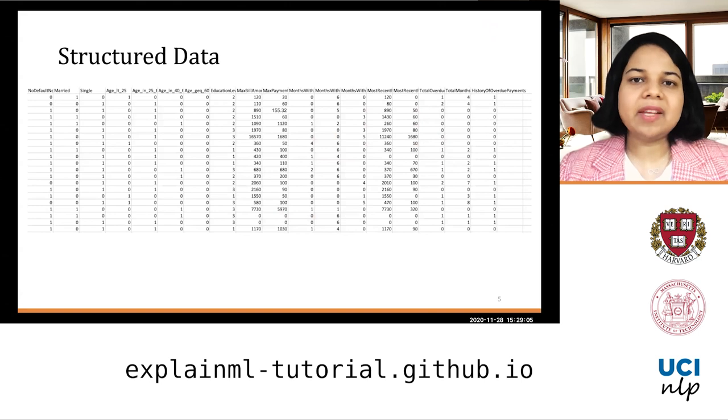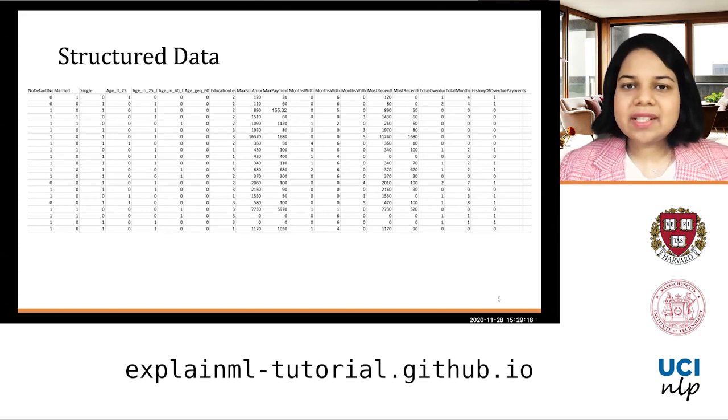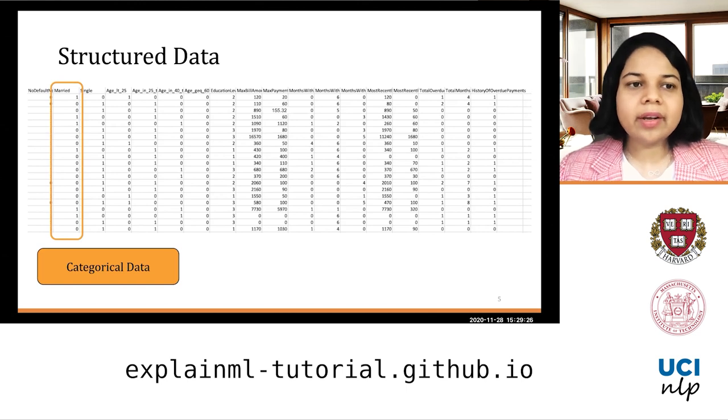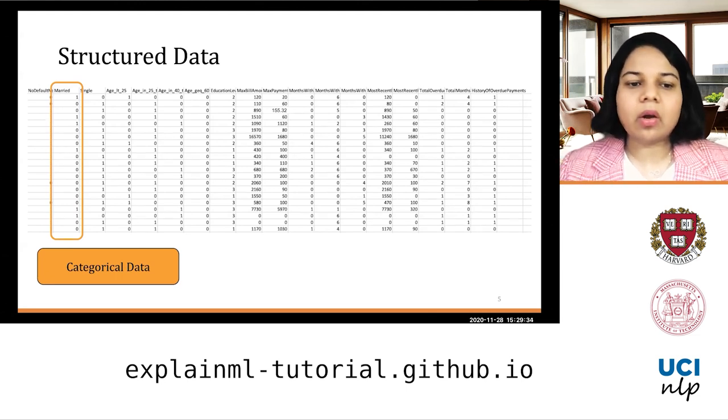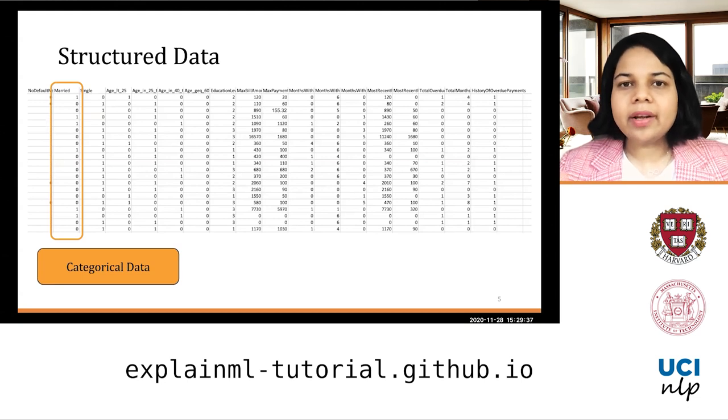Structured data, as the name itself suggests, is basically data in structured form. For example, we could think of this kind of tabular data that you currently see on the slide. Structured data sets typically comprise a variety of variables or features. For example, they might comprise categorical variables. In this case, you see an example of this feature called married, which takes on two values, yes or no, that is one or zero. So typically, categorical variables take on values from a finite or fixed set of values, okay?